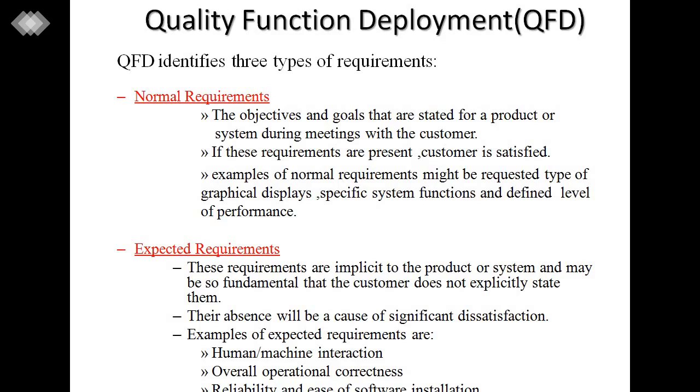Next is the expected requirement. These are so fundamental to the product or system that the customer does not explicitly state them. Their absence will be a cause of significant dissatisfaction. Some examples are human machine interaction, overall operational correctness, reliability and ease of software installation. All of these are examples of expected requirements.